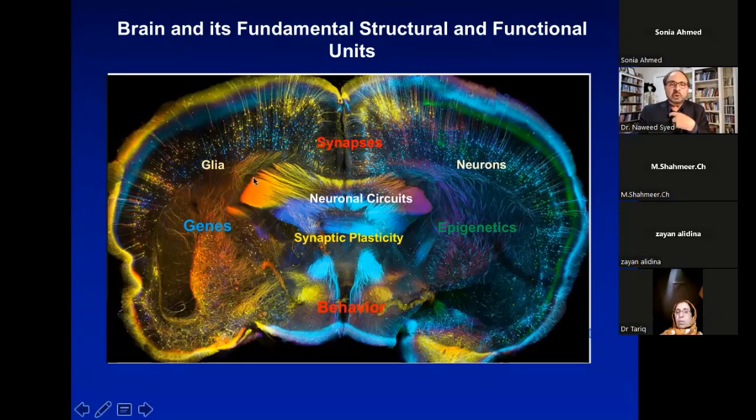And we also know that the glia, which was originally thought to serve as a glue or a support system, also plays a very important role in regulating synaptic connectivity or synaptic actions. So when these synapses are functional, neurons are connected, they give rise to neuronal circuits, and these neuronal circuits are not hardwired, but rather they exhibit an enormous degree of synaptic plasticity.